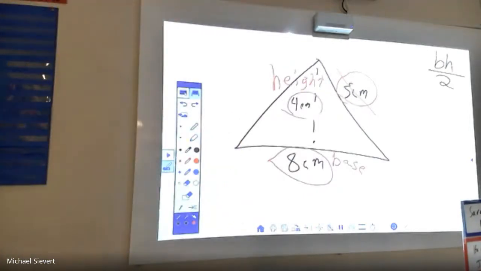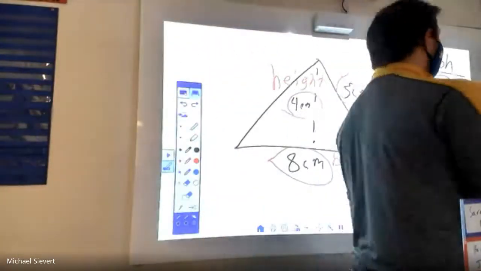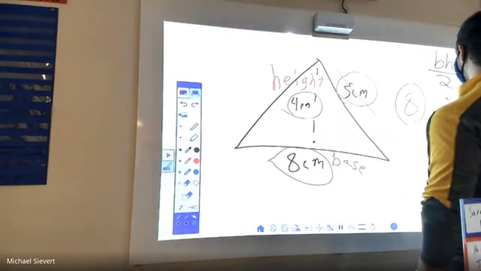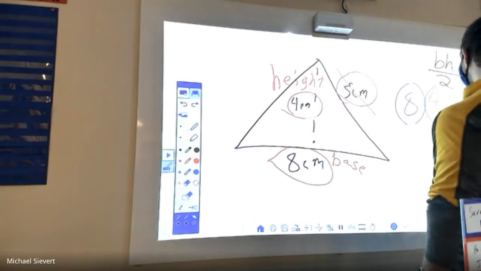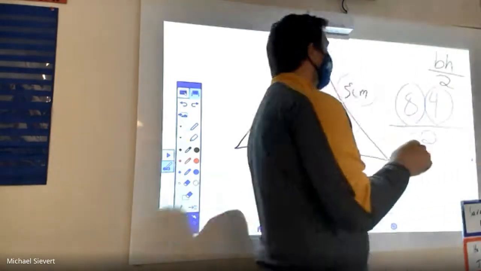So we got the base, we have the height. Let's put them into our formula. Base times height divided by 2. So parentheses 8, please control the yawning. You're going to make me yawn, and then it's going to make everybody else yawn, and then we have a whole yawning fest.